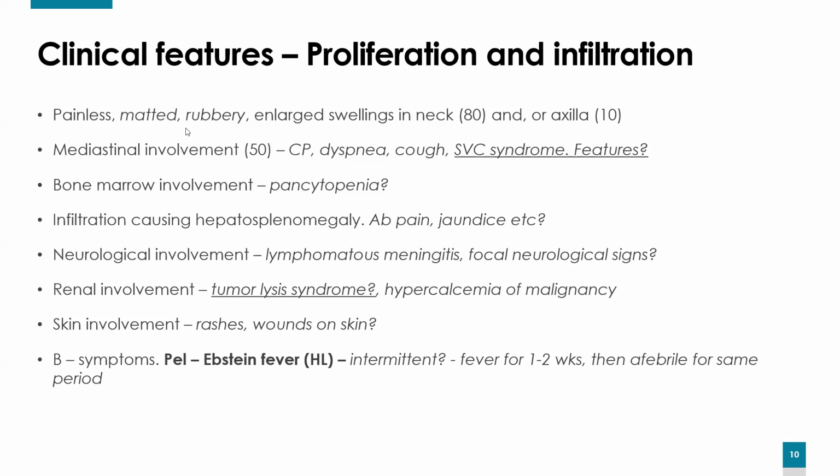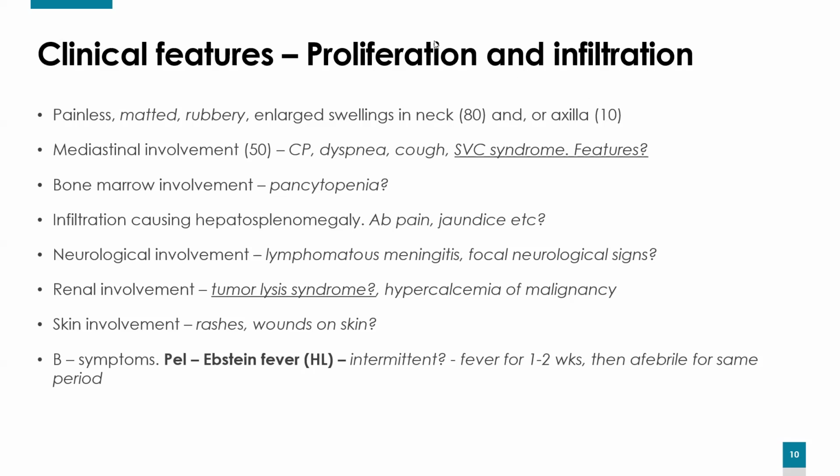What are the things you see on examination? Painless, matted, rubbery, and large swellings. Remember, painless, matted meaning grouped together, and rubbery or hard as well. Large swellings in the neck: 80% of them are usually in the neck, or the axilla, 10%.